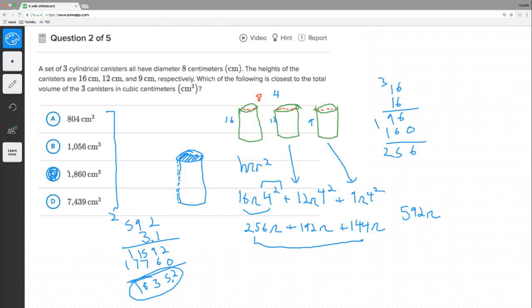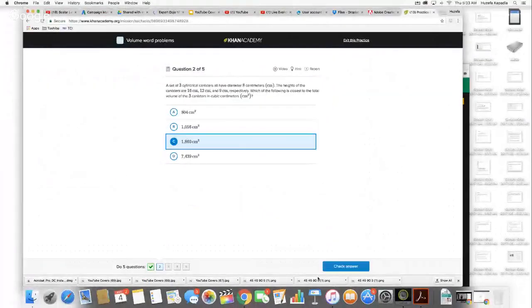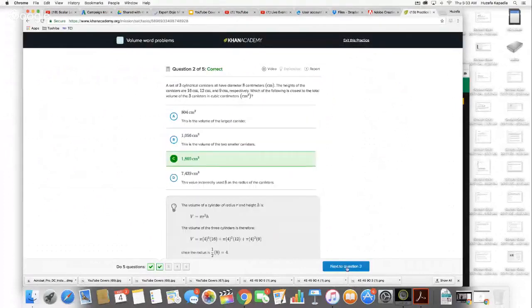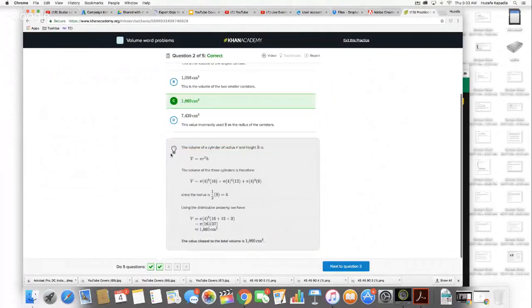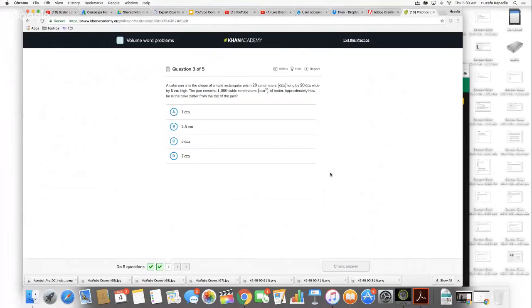So let's go. I hope that made sense. Let's go to C. Let's give it a shot. Yes, it is right. Did the same thing, pi r squared h. Exactly. Let's check question number 3.